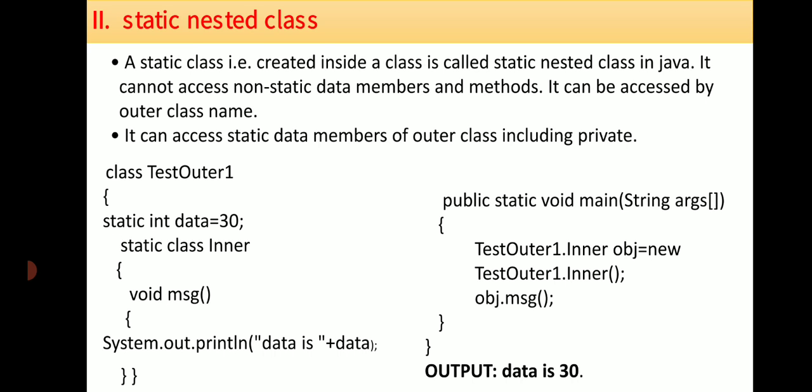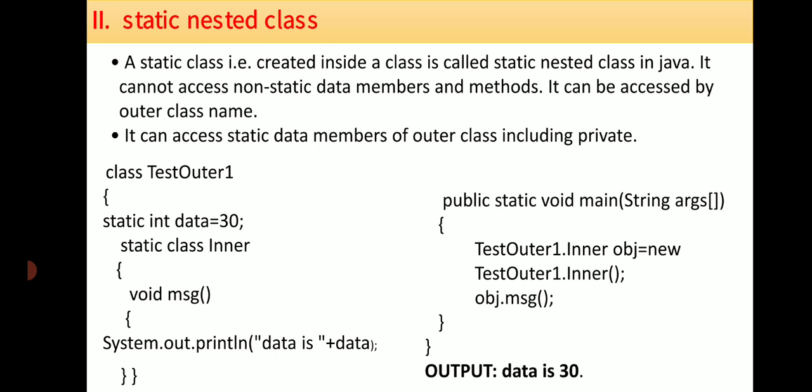It can be accessed by the outer class name. We cannot access it directly. We can access it via the outer class name only. It can access static data members of the outer class, including private ones also. It can access the static data member, and the private data member can also be accessible.